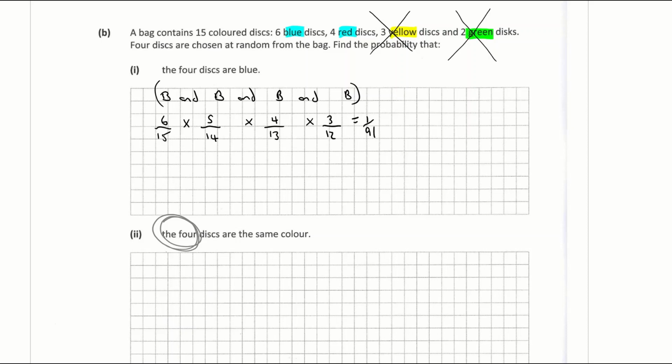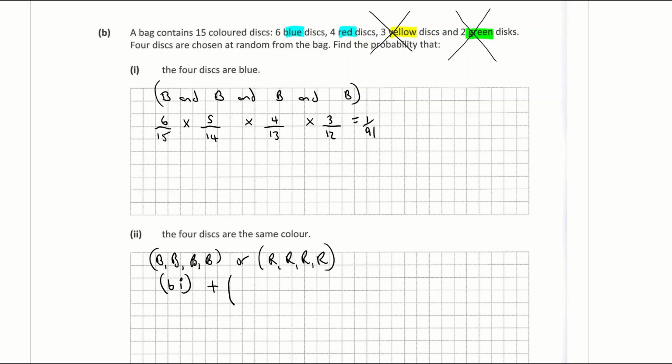But this question wants us to show the probability of 4 discs of the same colour. So really what can happen here is I can only have a blue, a blue, a blue, a blue, or I can have a red, a red, a red, a red. I can't have yellow or green. So I have blue, blue, blue, blue from part B, part 1. So I'm going to take that answer now in a second. The word or, as we said in maths, means to add. And now I need to look at finding the probabilities of 4 reds.